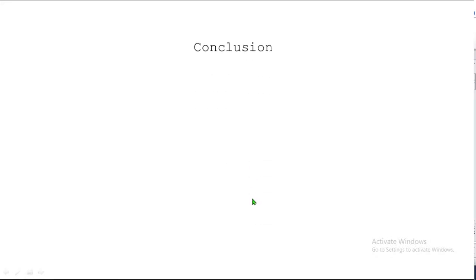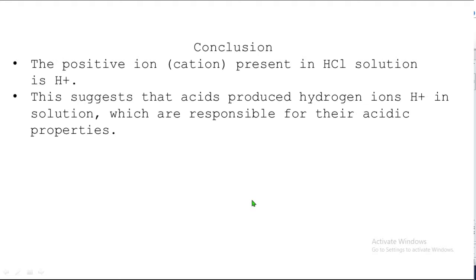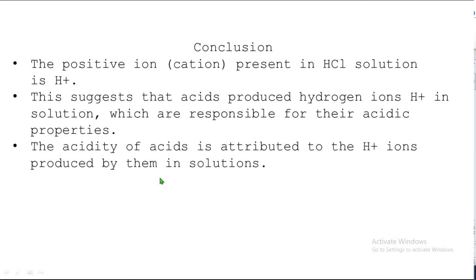Conclusion about the acids. The positive ion, that is cation, present in HCl solution is H plus. This suggests that acids produce hydrogen ions in solution which are responsible for their acidic properties. The acidity of acids is attributed to the H plus ions produced by them in the solution.